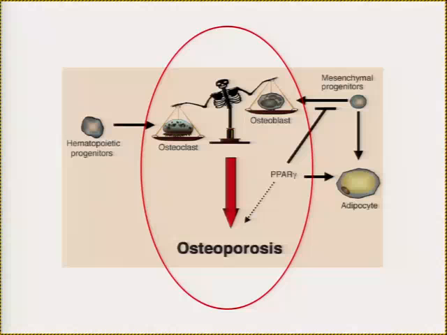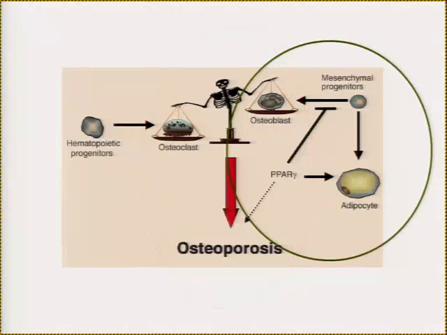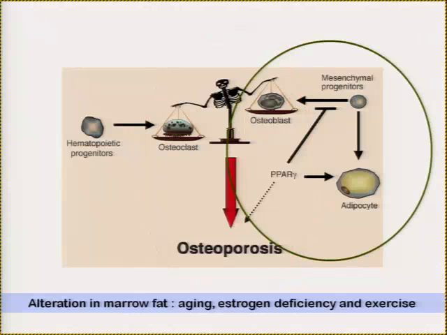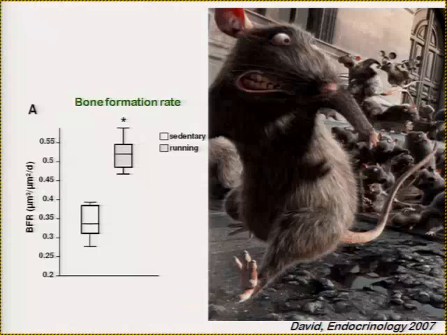So that has led to a change in the field: instead of thinking about osteoporosis in terms of how many osteoclasts and how many osteoblasts are around, to a shift in our thinking that maybe bone has to do more with how many mesenchymal progenitors we're recruiting into the osteoblast lineage or keeping from becoming adipocytes. So these things happen: alteration in marrow fat with aging, estrogen deficiency, and exercise. Exercise decreases fat in marrow.